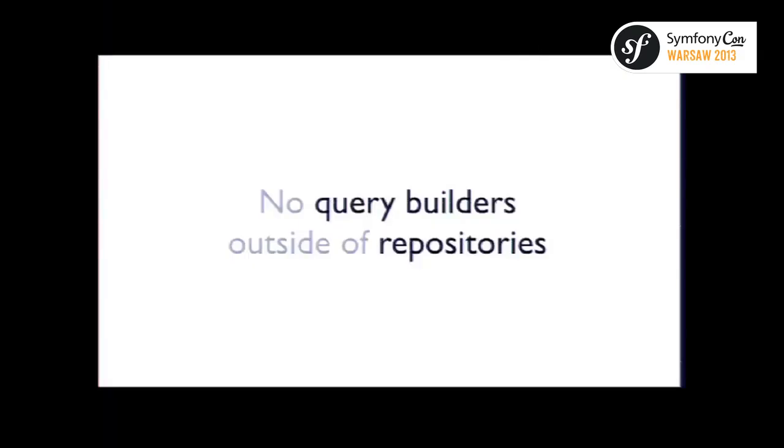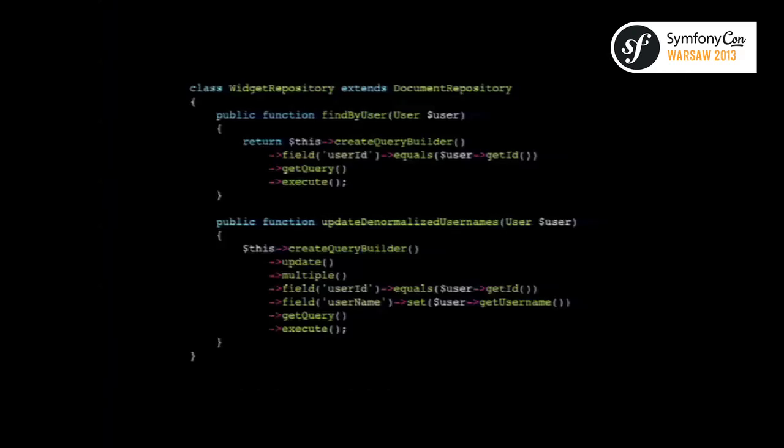Another rule of thumb, no query builders outside of repositories. Similar to the idea of how the controller is that barrier between the HTTP land and application land, and the application has no knowledge of HTTP. The repository has knowledge of how objects are persisted in the database, but anything outside of that repository should not have any knowledge of that. So if you take a look at this class, it includes two methods in this repository.